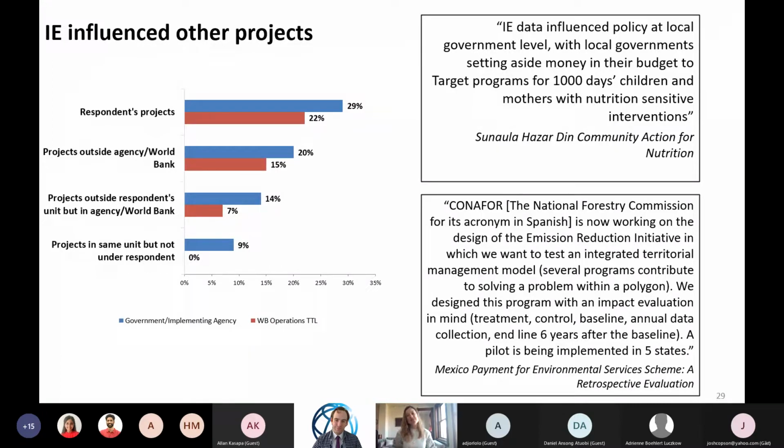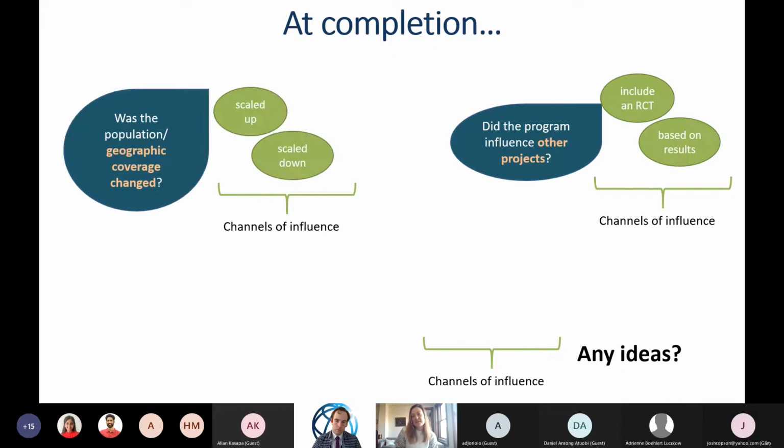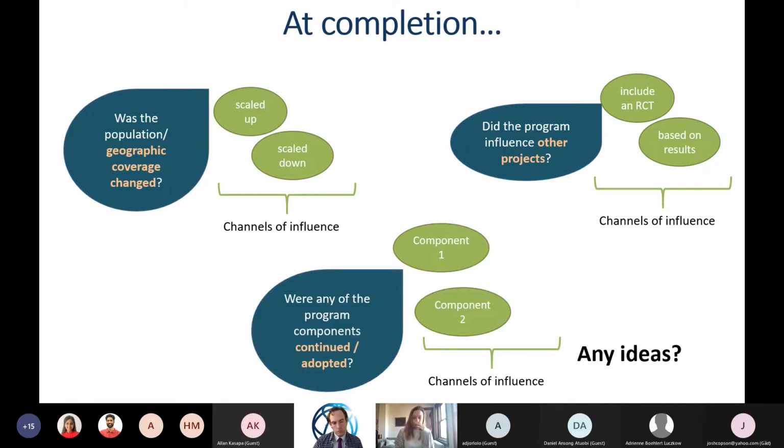So as you can see, for each indicator, all of the ones that I showed you, we ask, did this happen? And if yes, how? And this how, the channels of influence, are also quantified and kept track of. So going back to these, and you don't have to have an example for each of them, but do you have any ideas on your own respective work of ways in which you used results to influence policy or what was happening in the country?